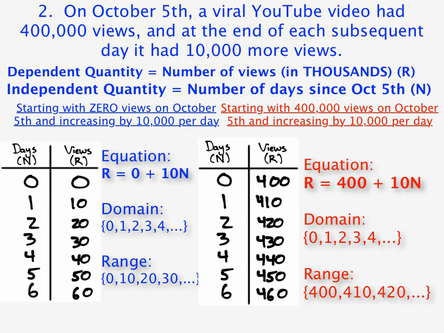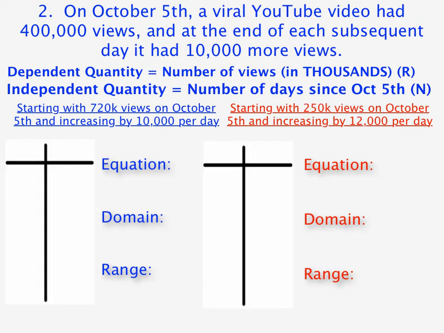Again, I want us to be rock solid on coming up with these equations for any given scenario. We randomly chose 400,000 views to begin with. We randomly chose 10,000 more views per day. I want to give you 2 more examples and see if you can come up with these equations on your own. Remember, I always suggest making a table of values first. So, what about if we started with 720,000 views on October 5th, increasing by the same 10,000 views per day? Or what about starting with 250,000 views on October 5th, increasing by only 12,000 views each day? Why don't you try creating the equation and finding the domain and range for these 2 relationships, and then play the video to see how it went.